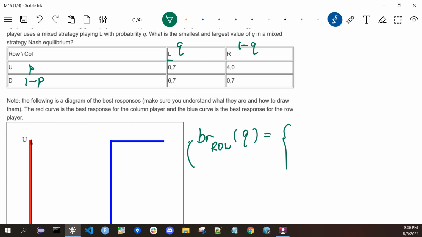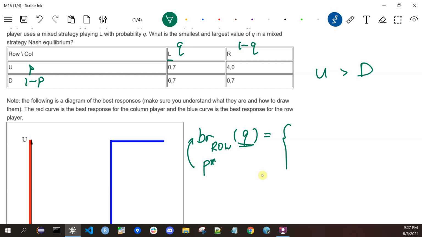So we're going to write the best response in terms of P. So the result will be P as a function of Q. So what's the best response? Best response means when do I prefer playing U? So let's set up an inequality that says the expected value from playing U is larger than the expected value from playing D.